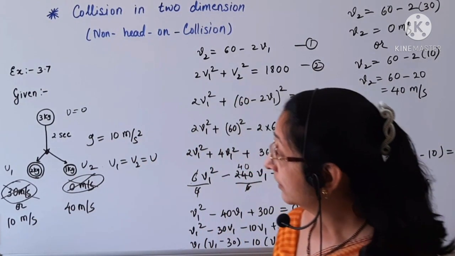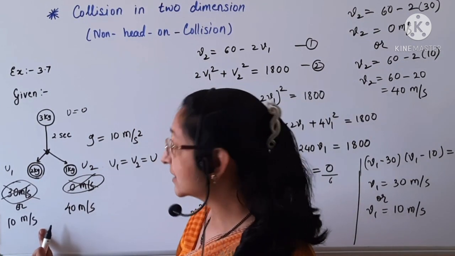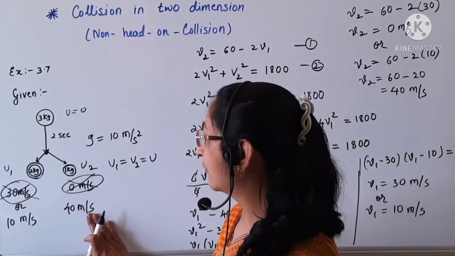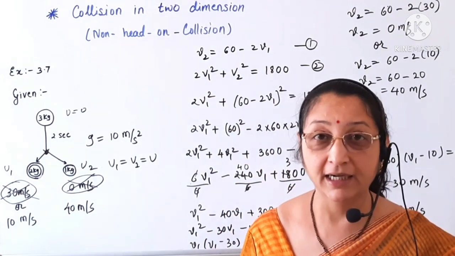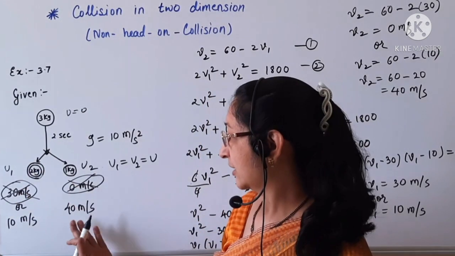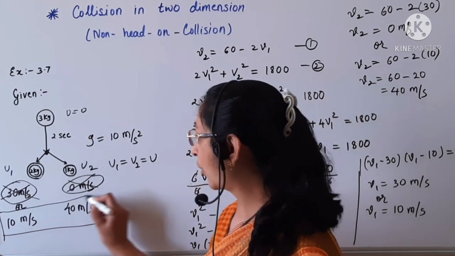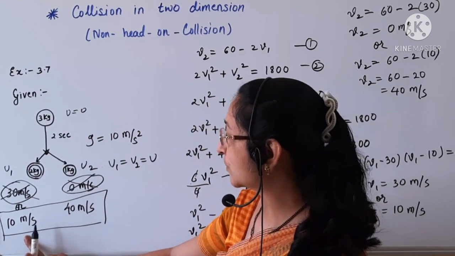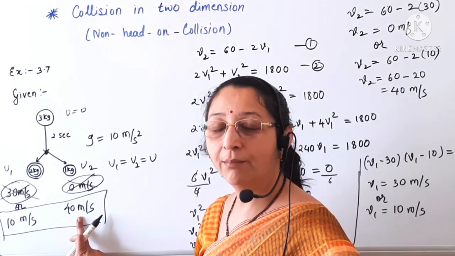Hence, the velocity of the 2 kg mass is 10 meters per second, which we can understand is lesser velocity, and the velocity of the 1 kg mass is 40 meters per second, which is more velocity than the 2 kg mass. So, the correct answer to the problem is that the velocity of the 2 kg mass is 10 meters per second and the 1 kg mass is 40 meters per second. So, we complete the problem.